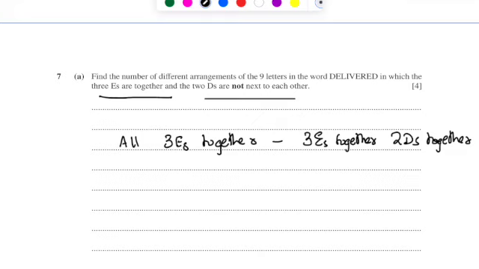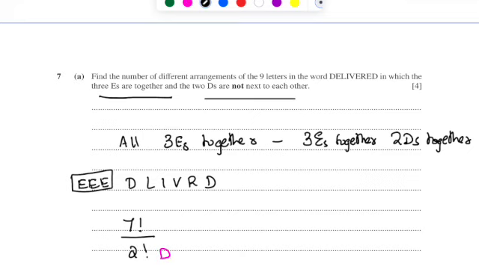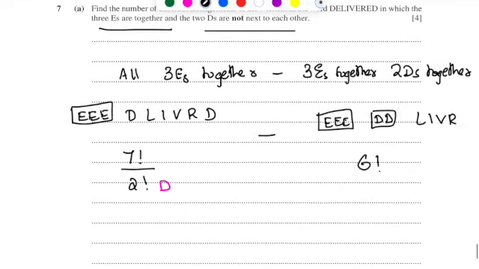So in DELIVERED, 3 E's are together: EEE. What am I left over with? D, L, I, V, R, D, which is 1, 2, 3, 4, 5, 6, 7 units. 7 factorial divided by 2 factorial. Why 2 factorial? For the D's. Then minus 3 E's together, EEE, and 2 D's together, DD, and LIVR. So this is nothing but 6 factorial. So 7 factorial divided by 2 factorial minus 6 factorial, which is 1800 ways.